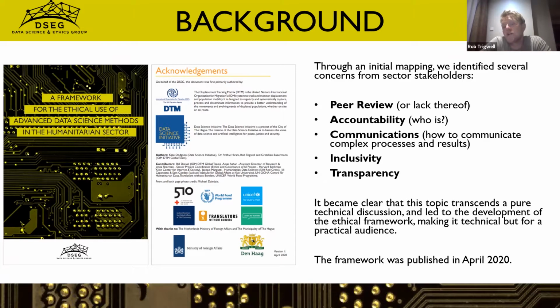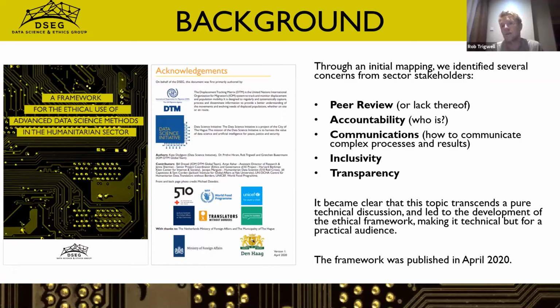We work in silos, within our own teams. So there was a distinct lack of peer review. Accountability: is it the data scientist within UN organization A or NGO B that is accountable if the model is correct or if it's not? Is it the program manager that pushed this aspect of the project? Is it the donor funding it?